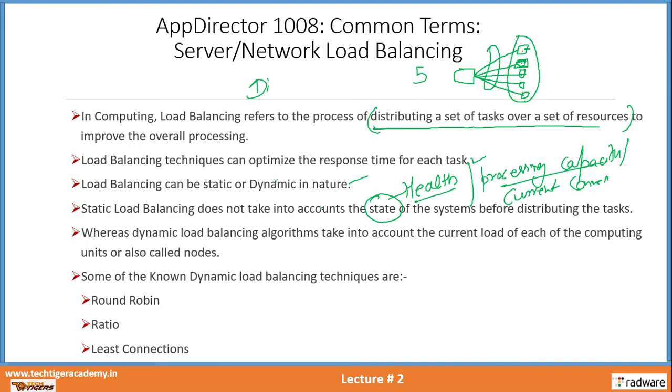Whereas dynamic load balancing algorithms take into account the current load of each computing unit, also called a node. So once we choose the dynamic load balancing protocol, it keeps monitoring the state of each and every node. What is the health of a node? How many connections are being handled by the node? That's called dynamic load balancing. Some of the known dynamic load balancing techniques are round robin, ratio, and least connections.